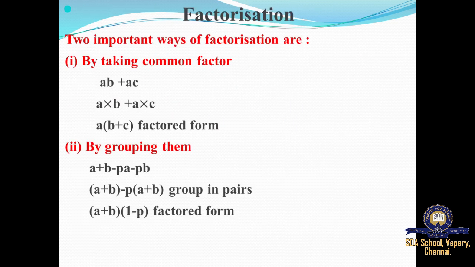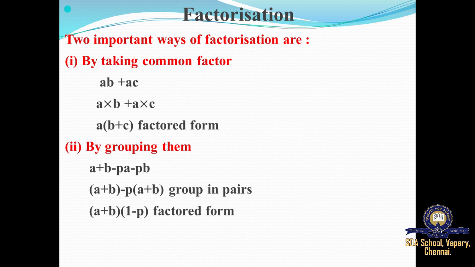Let's do a quick recap. In today's class we studied about factorization. I told you that we can do factorization by two methods, either by taking the common factor out or by grouping. You will be able to clearly identify which to use. When will you take the common factor out? When there is a common factor throughout the entire expression. If there is a common factor only between the first and second terms, or the third and fourth terms, then you will opt for the second option, grouping. You will group them in pairs and then factorize.